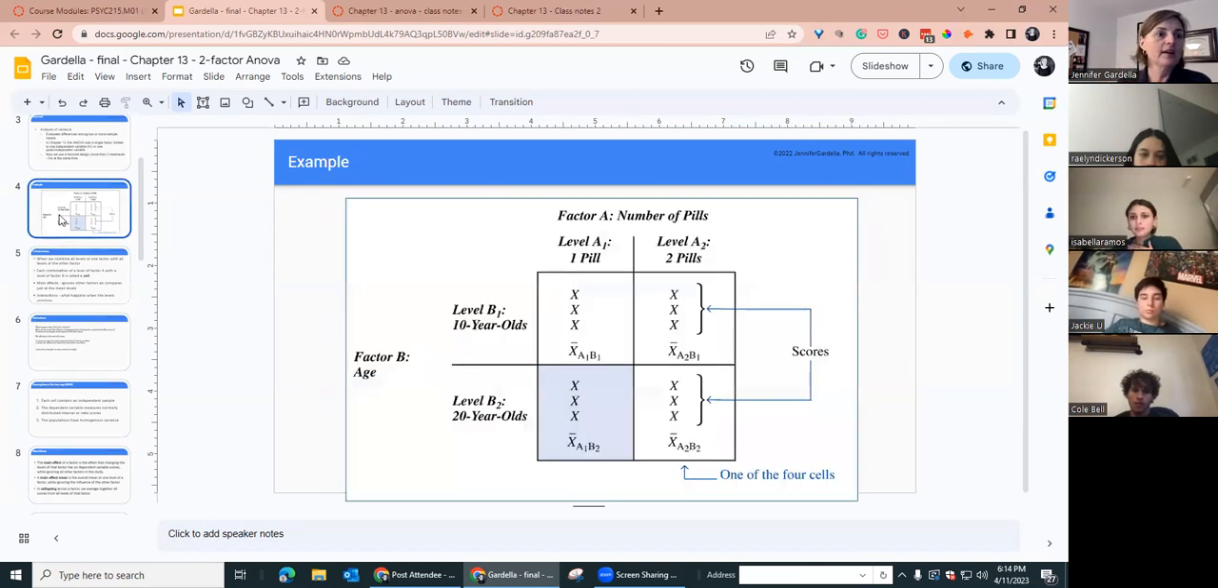and then the main effect is when we ignore the other. So this is a factor, number of pills. It's also the main effect would be pills. Is there a difference? This is the factor B, age. We look to see if this main effect would cause a difference.